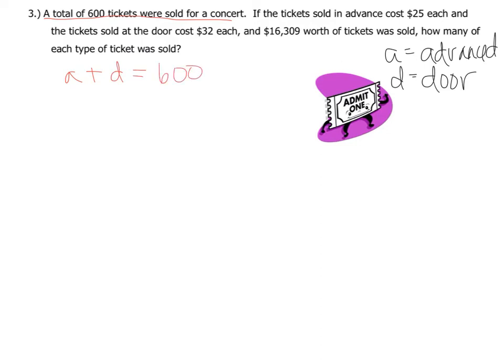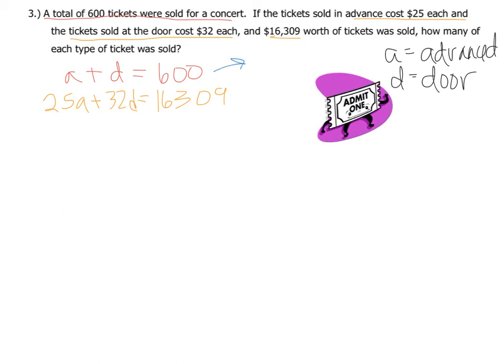Then, the tickets sold in advance cost $25 each, and the tickets at the door cost $32, and this is how much money they made. So 25 times A plus 32 times D equals 16,309. The reason why we know to put all of those together is we put all of the money in the same equation. Then we look at this. You could do elimination with this one, or you could do substitution. I'm going to show you how to do it with substitution.